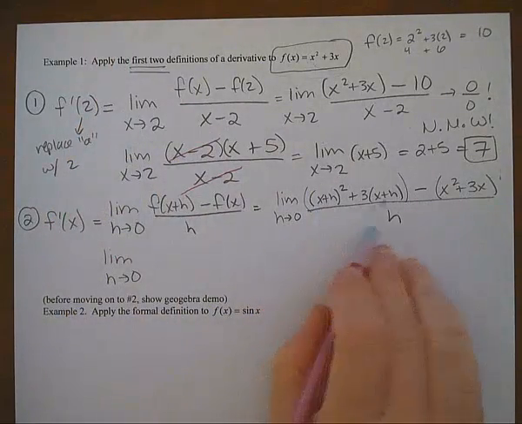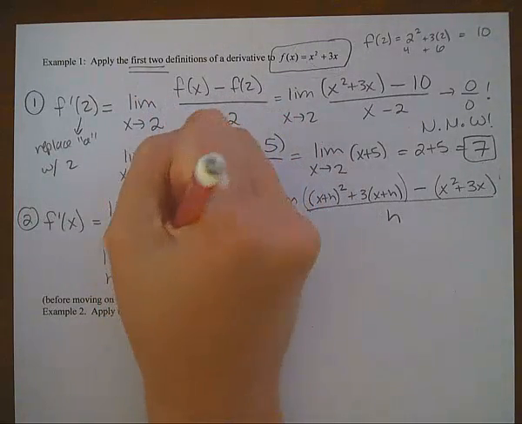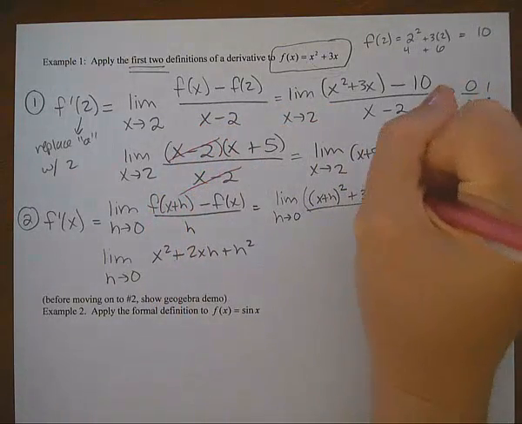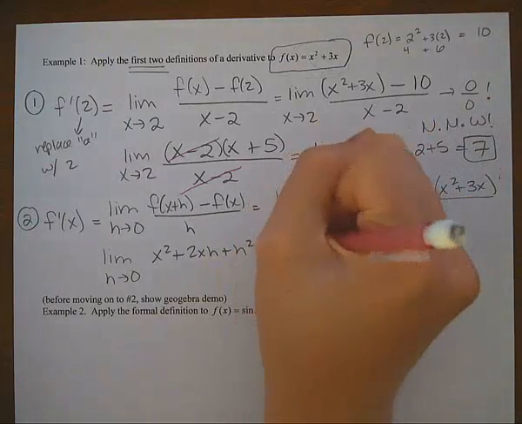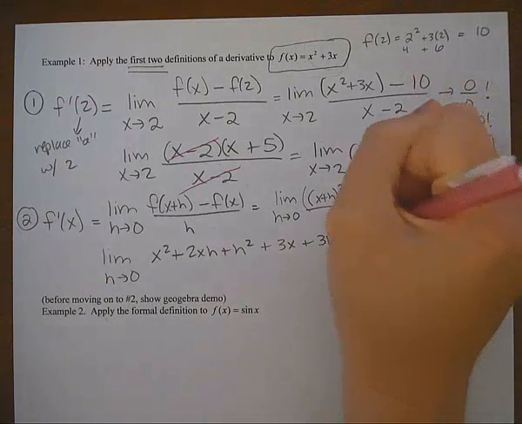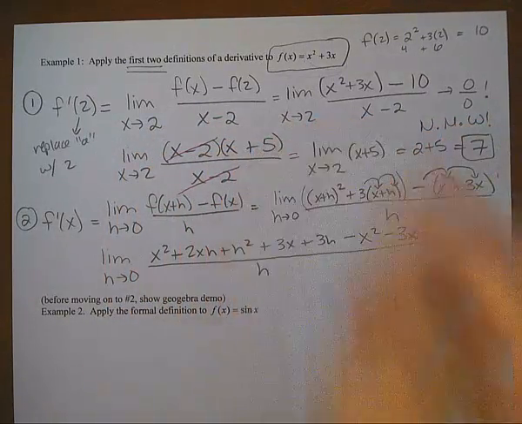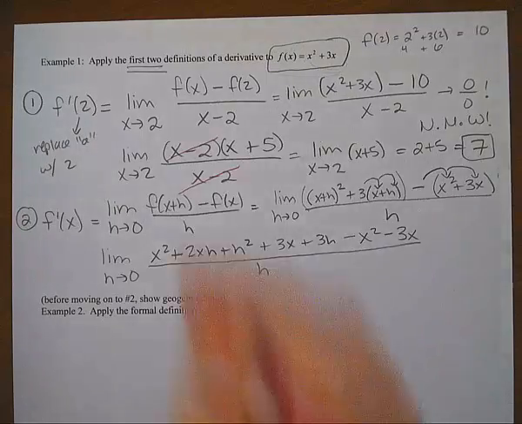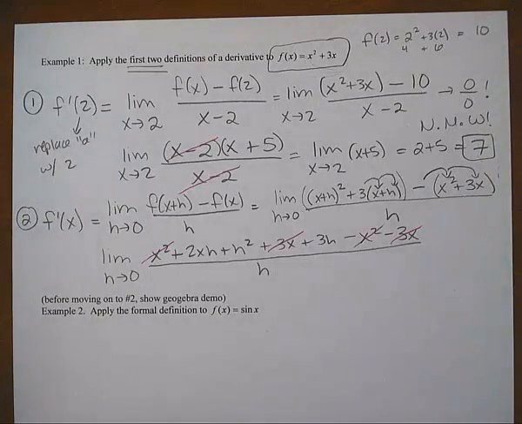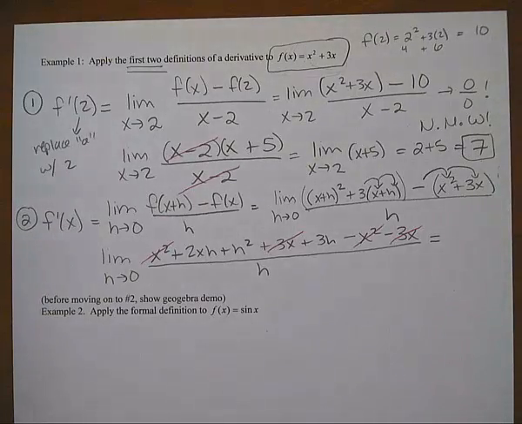I need to FOIL that, I need to distribute that, I need to combine like terms. So when I FOIL x plus h squared, I get x squared plus 2xh plus h squared. When I distribute the 3, I get 3x plus 3h. And when I distribute this negative, I get negative x squared minus 3x, all over h. Well, right away, I notice these x squareds cancel. I notice these 3x's cancel. And I'm left with, and I'm running out of room, which is frustrating, so if you don't mind, I'm going to flip this over to the back.